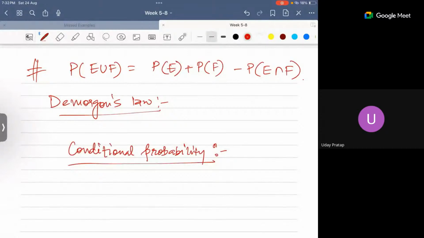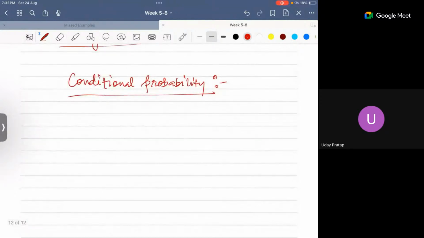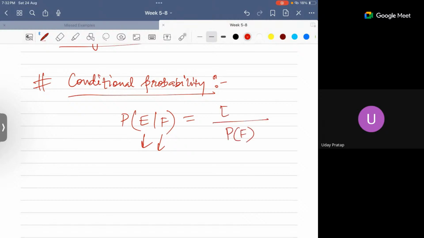Maybe we'll solve one or two problems. The formula is simple. Two events are there: F is one event and E is the other event. The equation means you calculate the probability of the event E such that F has already occurred. And how do you write this? Probability of E intersection F upon probability of F.